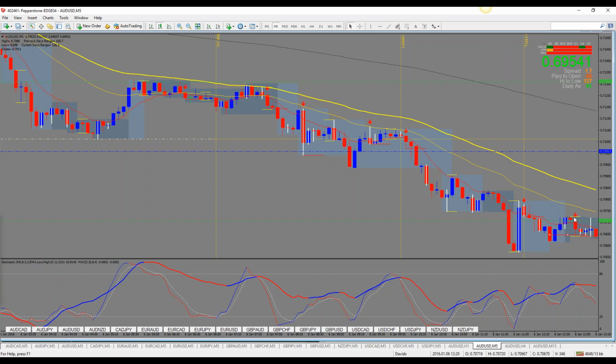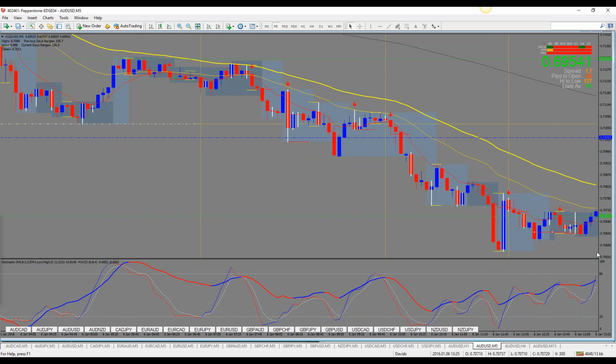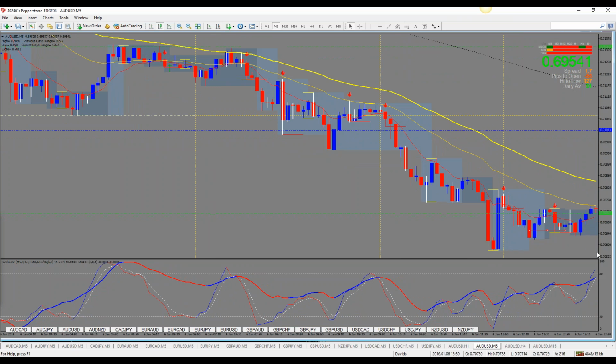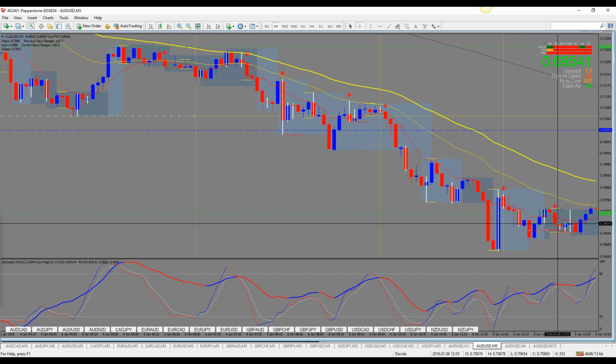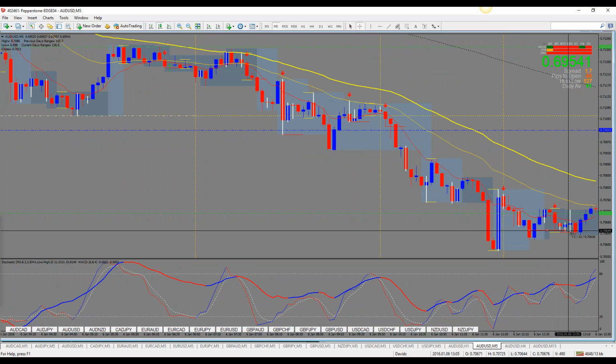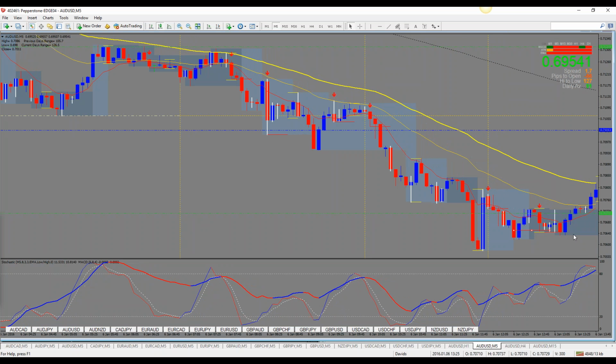All right, so I'm in the trade. It hasn't broke. All right, I lost that trade. So that would have been a 15 pip loser, because there's 1.5 there. So I'd have lost that trade. Let's carry on.